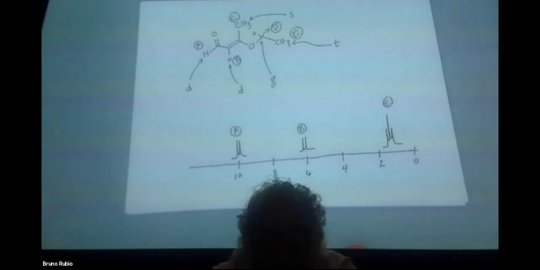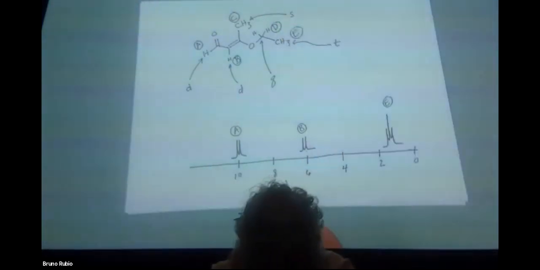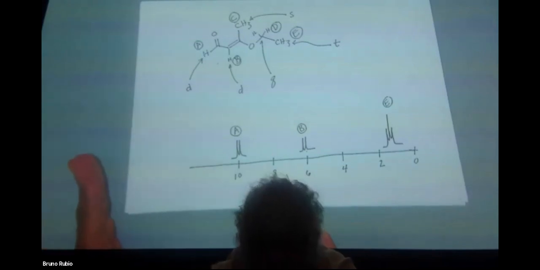Okay, D and C. Who's more downfield, D or C? Tell me here in the chat. I need to find a home for C and D. So which one is going to be more downfield, the C or the D?